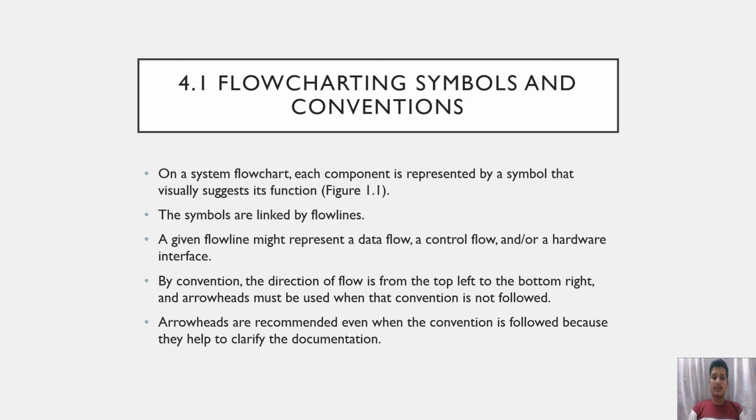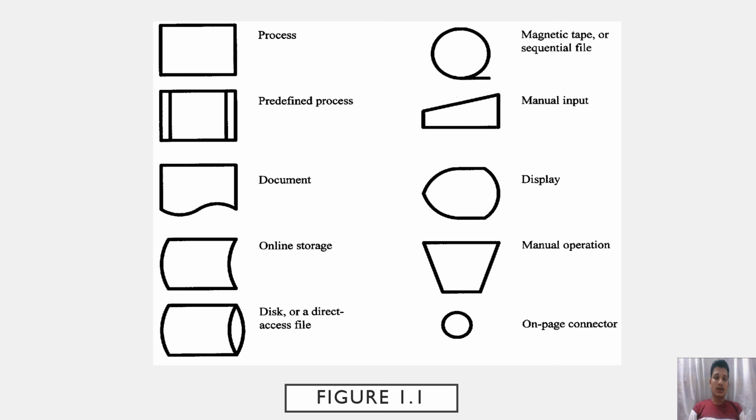Arrowheads are recommended even when the convention is followed, because they help to clarify the documentation, making it simple for the viewer or analyst to identify the data flow in the system flowchart at first view. This is the figure for the different shapes we use in system flowchart designing. For the process, we use the square. For any magnetic tape or sequential file, we use a symbol like a circle with a little bit of an arc.